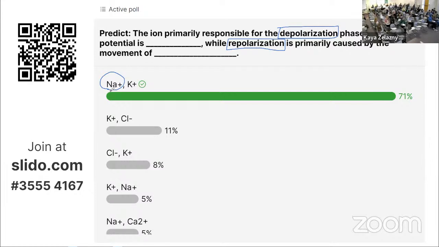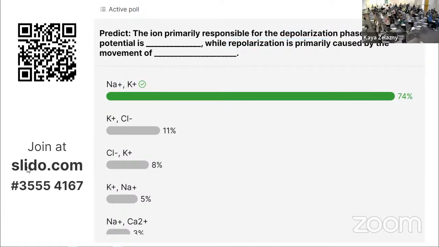To bring us back down, to repolarize, because we want to go back to rest, we're going to need to find a positive ion to flow out of our cell. So our equilibrium for potassium is at -94, right? So when we open our potassium channels, we are going to go back down towards 0, then past 0, repolarizing our neuron as potassium leaves the cell.